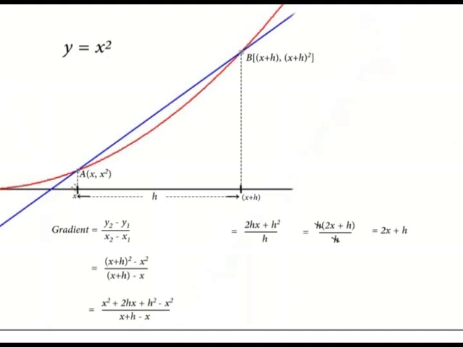Now, as point B comes closer and closer to point A as we did, h becomes smaller and smaller. That is, it approaches 0. It is so small we can ignore it and replace it with 0. So we have 2x plus h becoming 2x. This is called the gradient function of the curve y is equal to x squared.